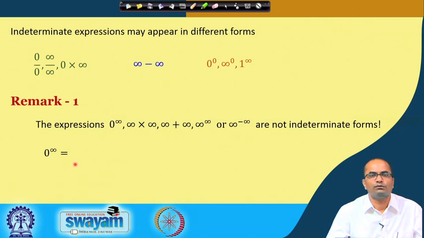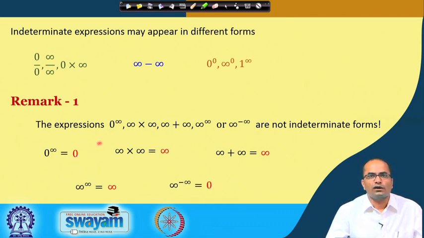For example, what is the value of 0 power infinity? It is just 0. Infinity into infinity: when you multiply two very big numbers, naturally you will get infinity. Infinity plus infinity again becomes infinity, and infinity power infinity, for the same reason, is also infinity. Infinity power minus infinity we can rewrite as 1 over infinity power infinity, and infinity power infinity is infinity. So, this becomes 1 over infinity, which is 0. So, these forms are not indeterminate forms.